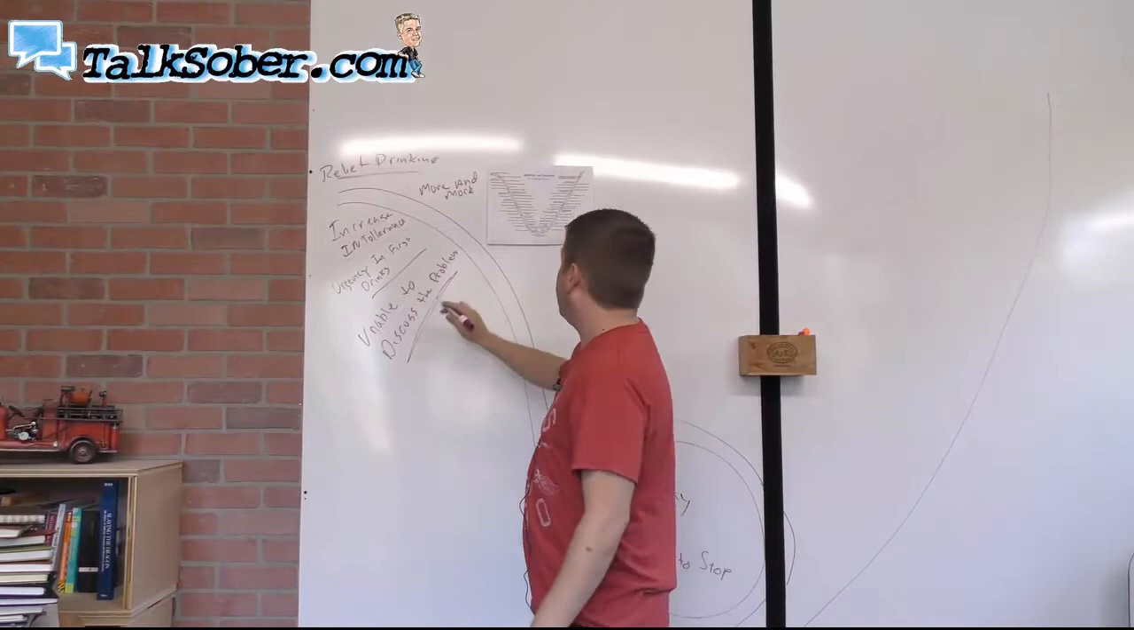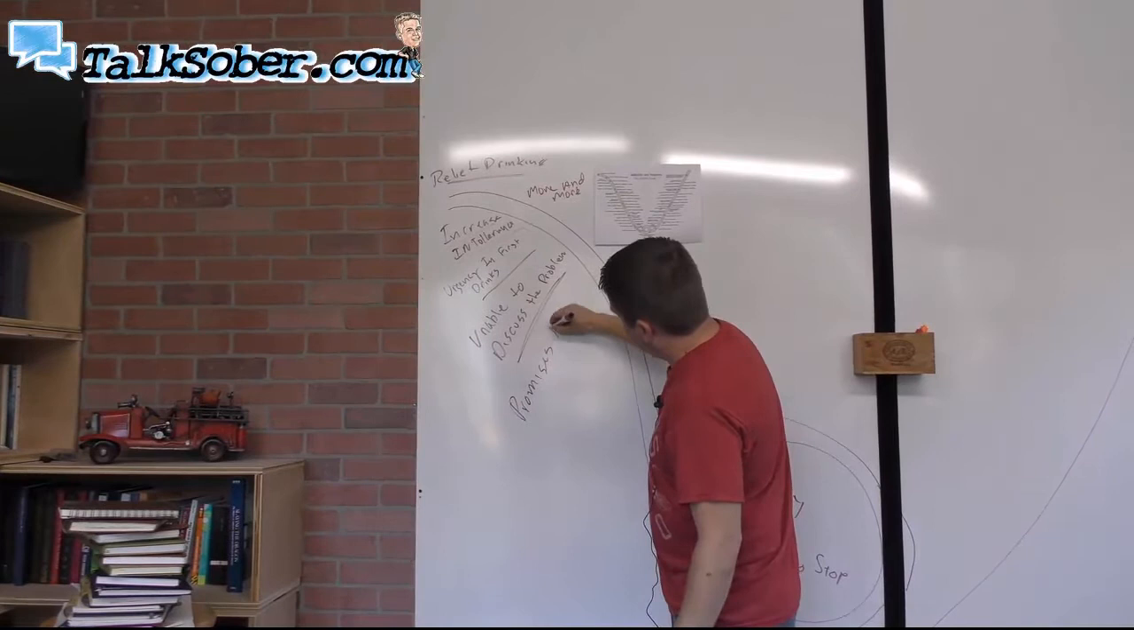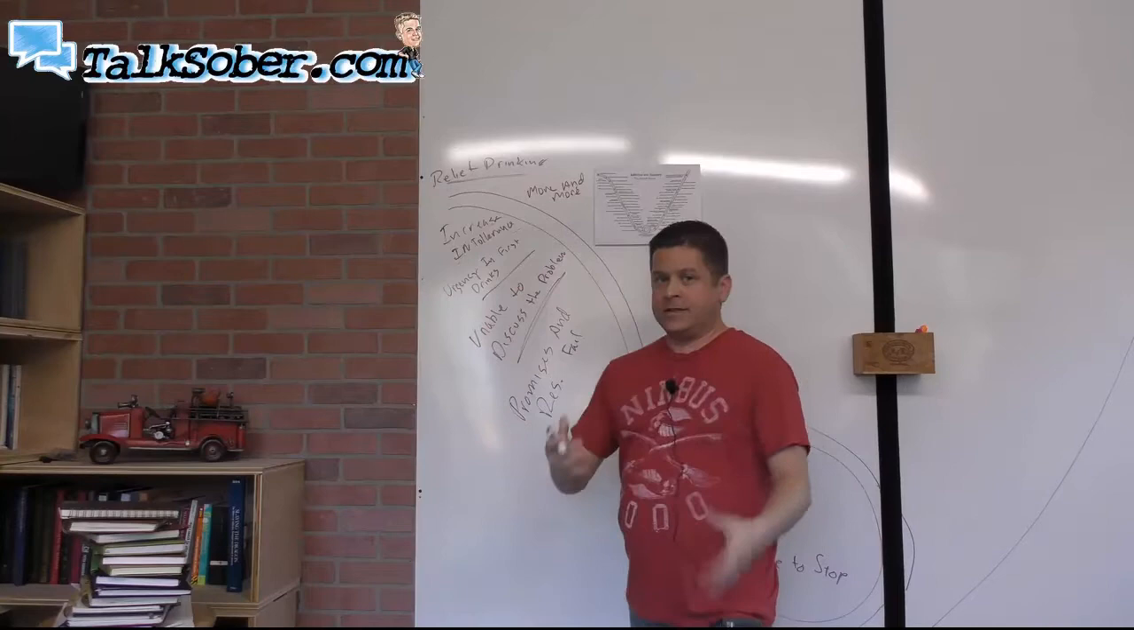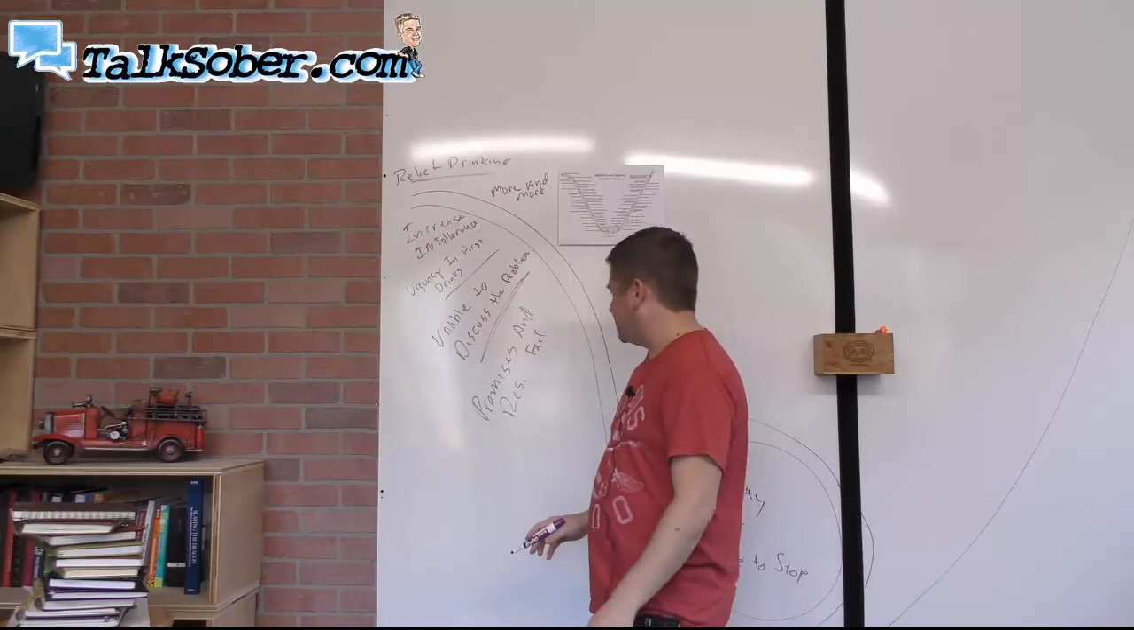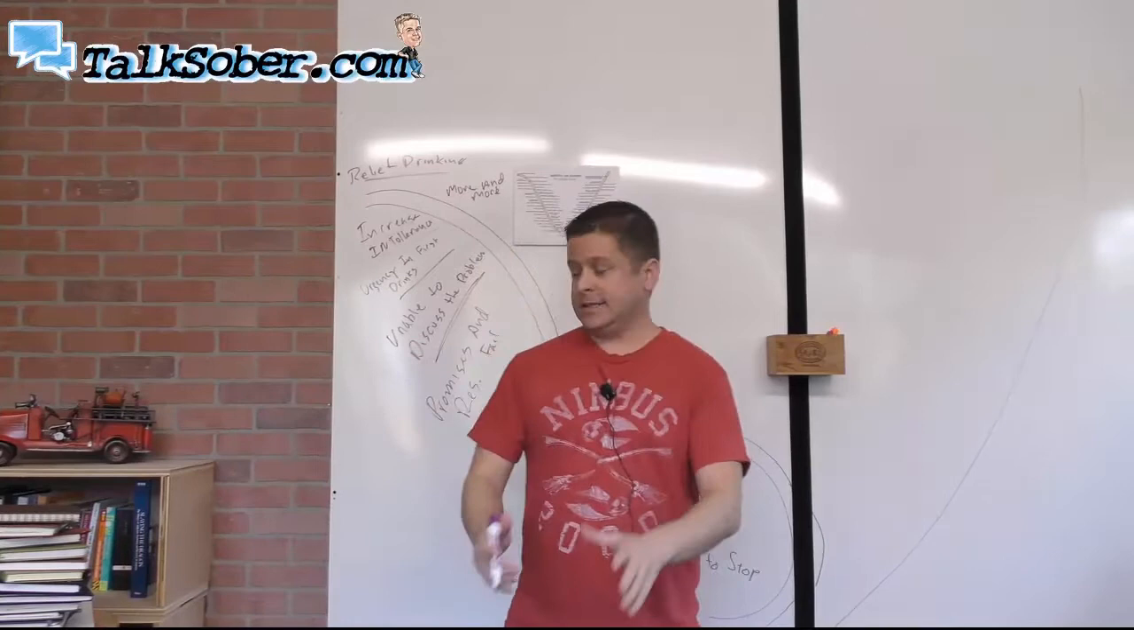All right, also we have promises and resolutions fail. This is where you say, well, maybe this is getting kind of out of hand, maybe there's a problem here, maybe there's something to that stuff my wife's saying. And maybe you say, I'm gonna cut back, or I'm gonna quit, or I'm gonna quit again, or this will be the last time, right? And what happens is your promises and remorses start to fail.